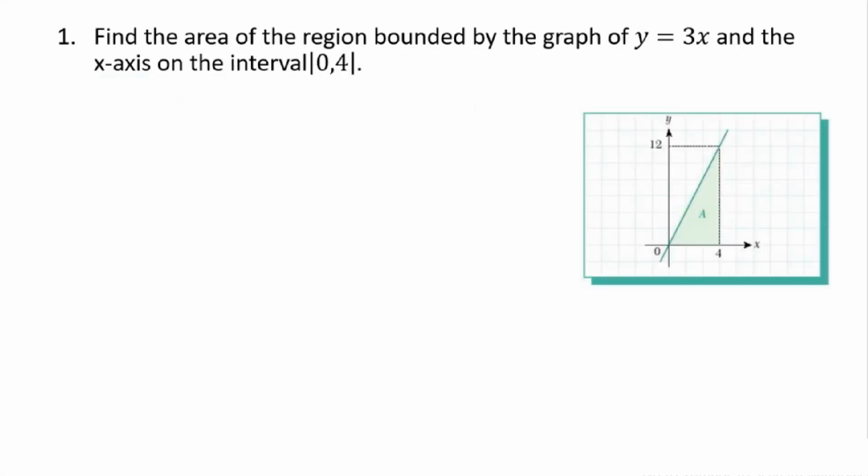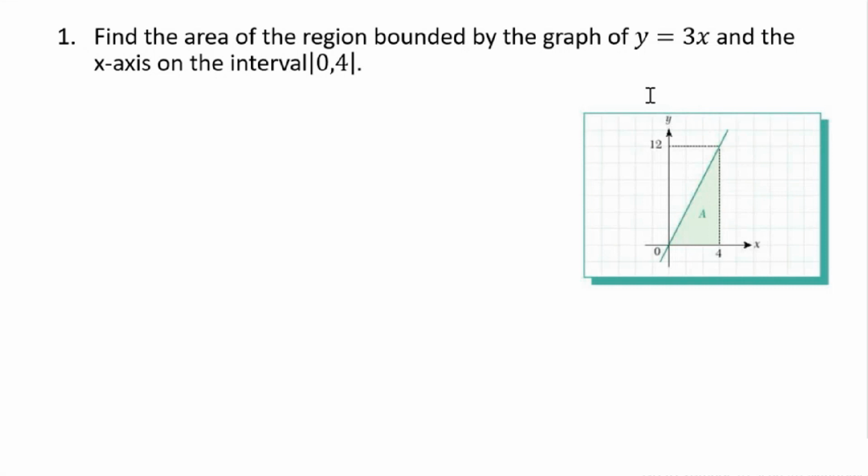Now let's put this into an example. Find the area of the region bounded by the graph of y equals 3x and the x-axis on the interval from 0 to 4. So we have here the graph. We know that this is the area from a to b, that is from 0 to 4, and the equation is y equals 3x.